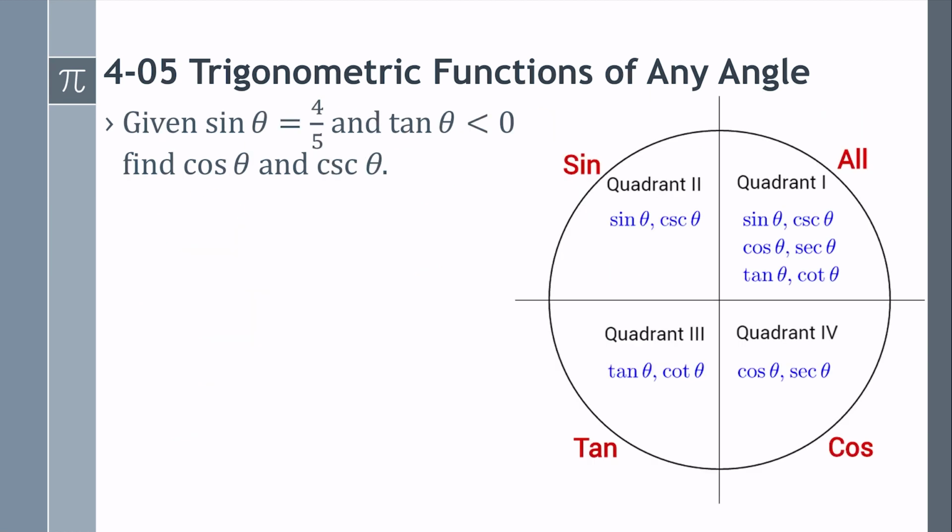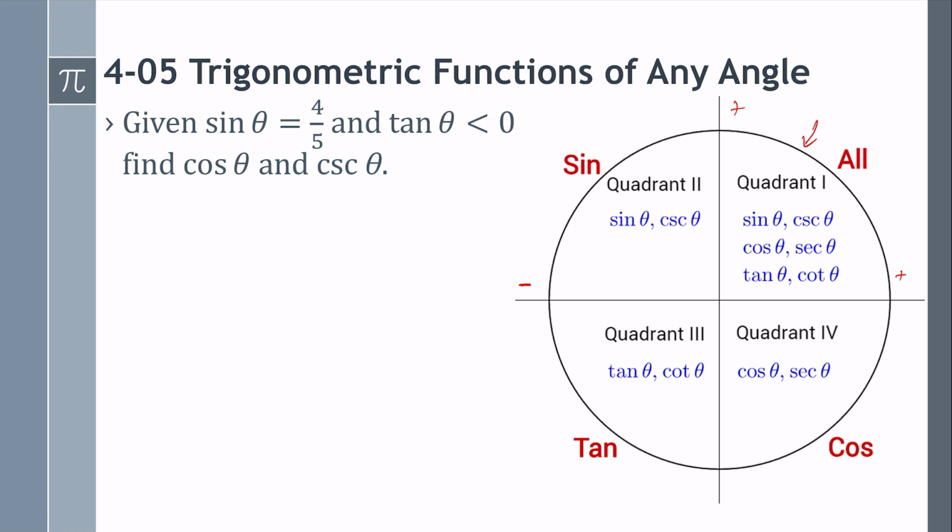Alright, given that sine is 4/5 and tangent's less than 0, find cosine and cosecant. Well, to do that, we need to look at what trig functions are positive in each quadrant. So you can see in quadrant 1, they're all positive. And it's all positive because both the x and the y are positive. But in quadrant 2, the x is negative while the y is positive. So the only things positive are the things that are y, and r is always positive, so the things that are just y and r. So that's sine and cosecant.